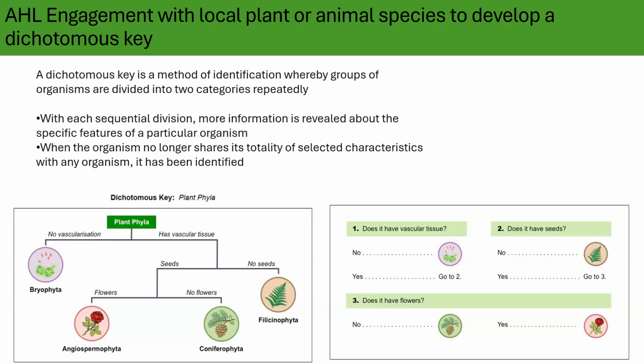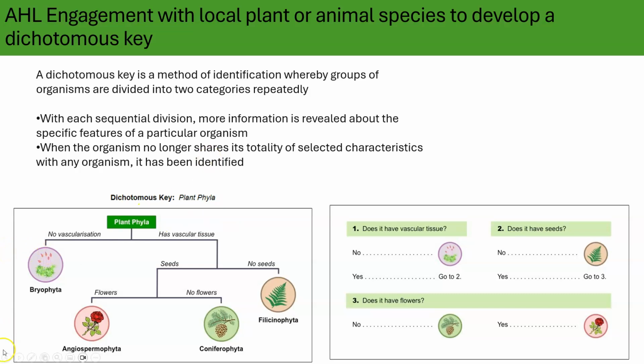All right, and that is how you basically come to your final species. With each sequential division, more information is revealed about specific features. It's not so super interesting.